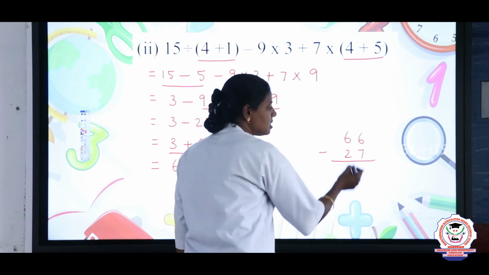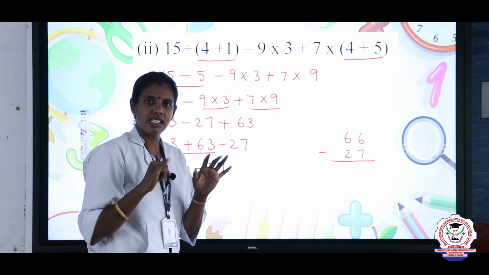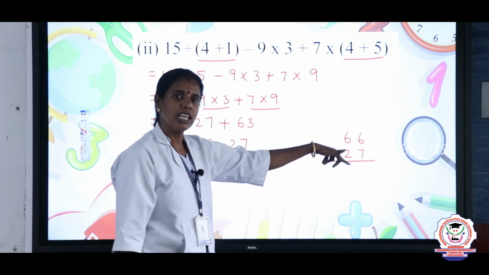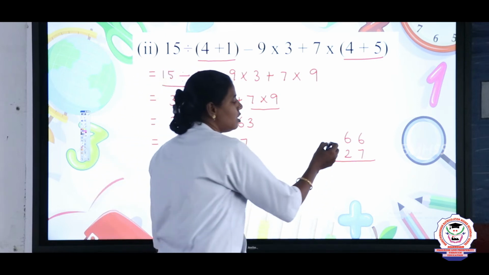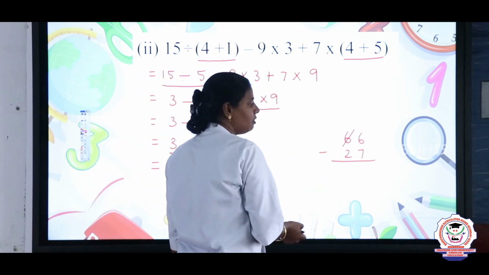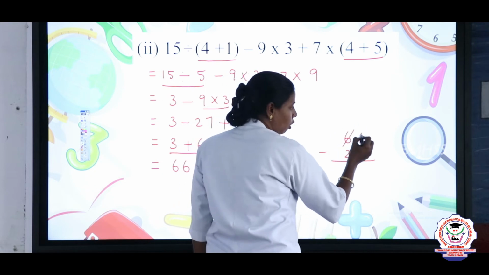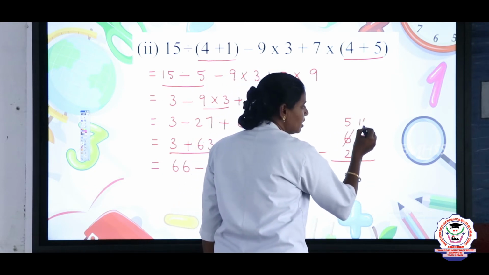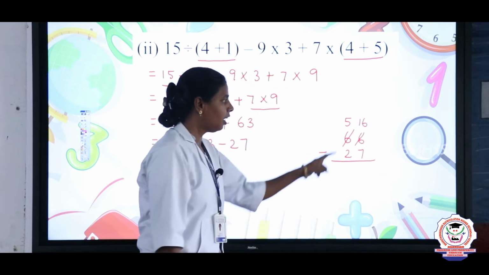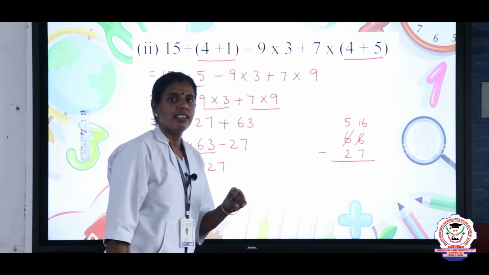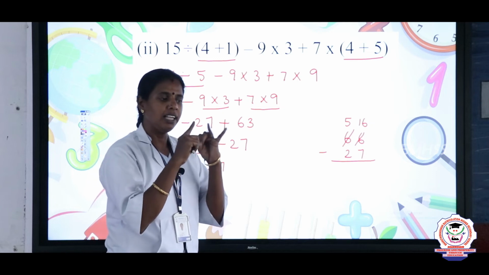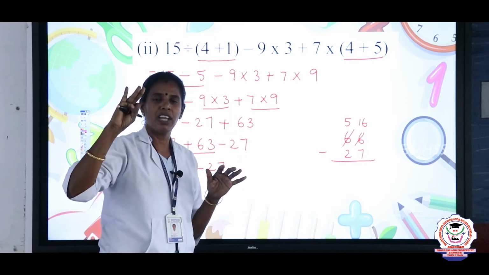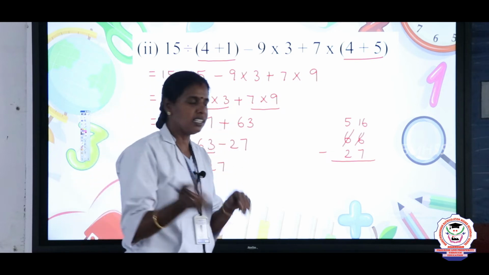6 minus 7. Can you subtract 6 minus 7? It is not possible because 6 is smaller than 7. So borrow from the next number, which is 6. If you borrow 1, this 6 will become 5 and this 6 will become 16. Now what is 16 minus 7? 7, after that 8, 9, 10, 11, 12, 13, 14, 15, 16. So the answer is 9.